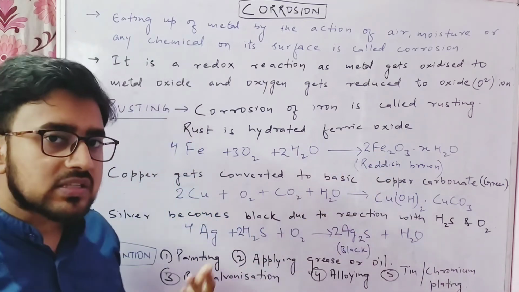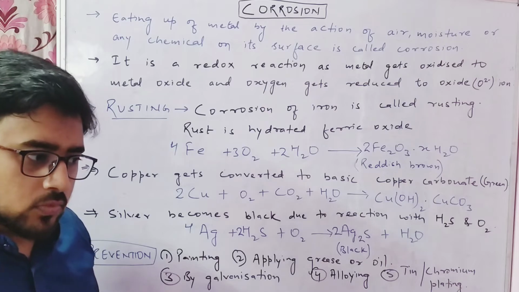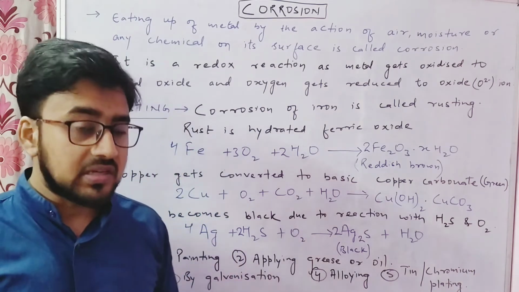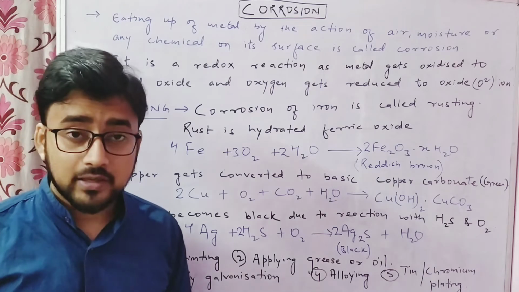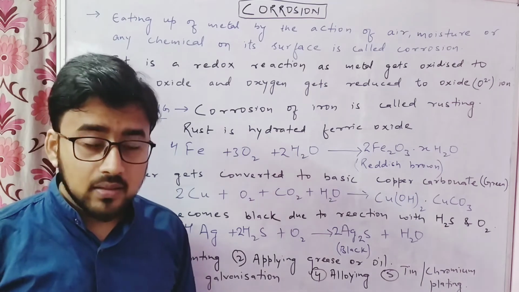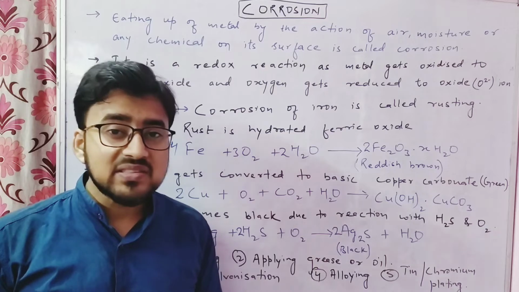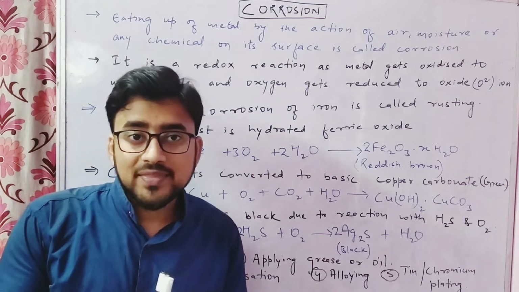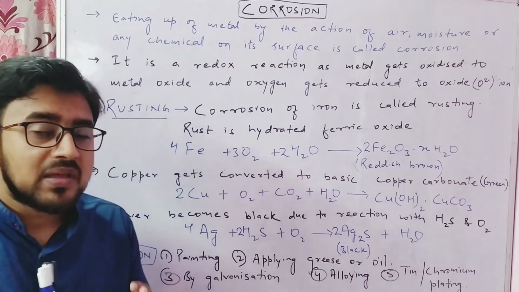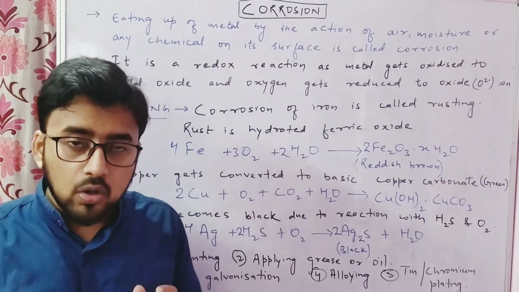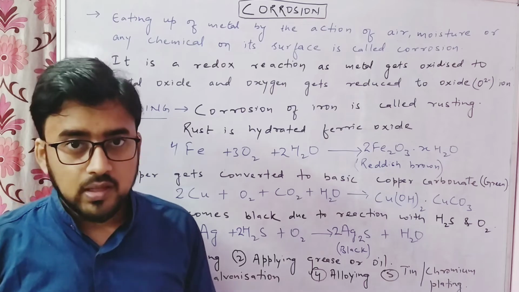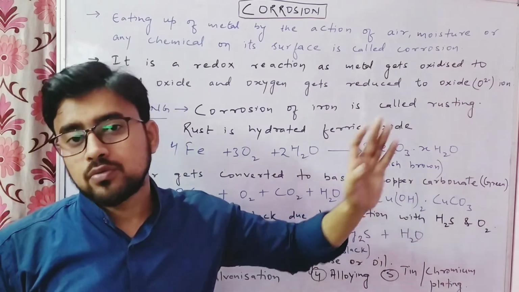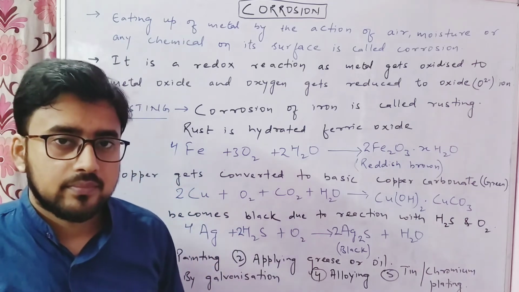Now, next let's talk about copper. Copper, after getting corroded, becomes green in color. Why? Because of the formation of basic copper carbonate. Actually, the copper, when exposed to air, reacts mainly with carbon dioxide and also with oxygen and moisture, and it forms Cu(OH)2 and CuCO3. This is called basic copper carbonate.